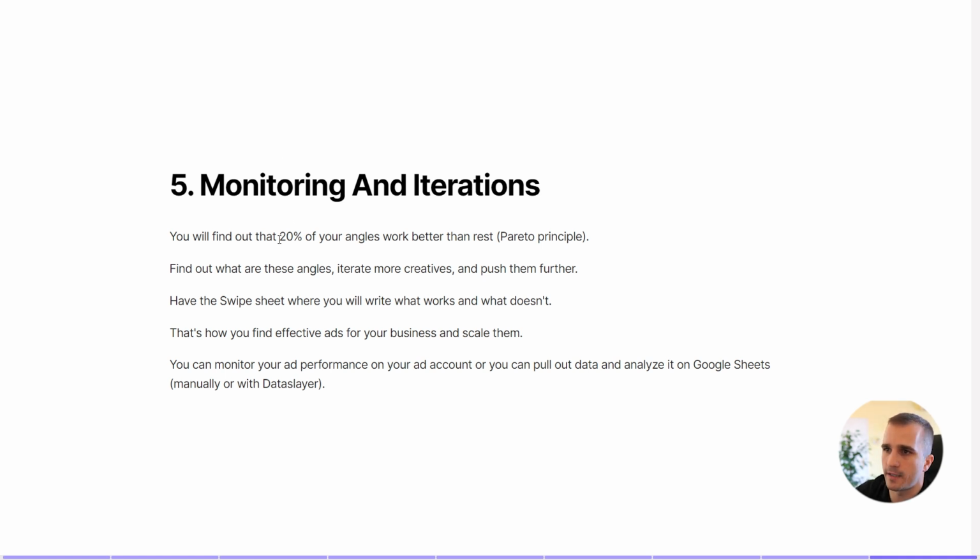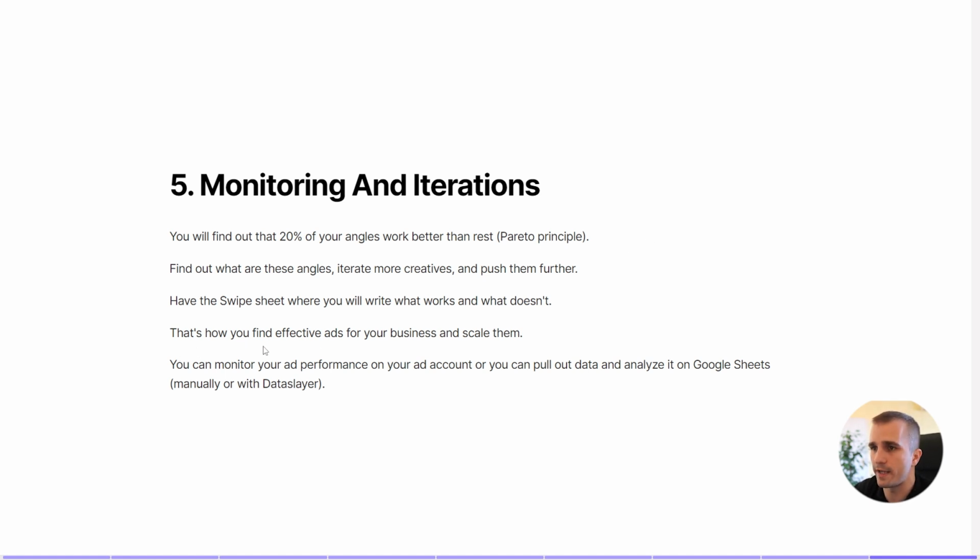After that, what's left with all these things set up is that you should monitor your ads. You will find out that 20% of your angles work better than the rest. Once again, that's the Pareto principle. Your job is to find what these angles are, create more creatives for these angles and push them further. Also, it's highly recommended you have a swipe file, a swipe sheet where you will write what works and what doesn't. That's how you will continuously learn from your market, and you will use that data when you're creating the next batch of ads. That way you will find what's effective and what works for your ad account.